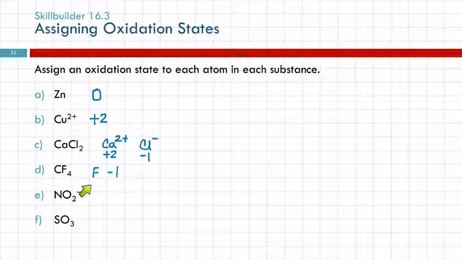There are 4 of these fluorine atoms. They each have an oxidation state of -1. There's 4 of them, so that's a total of -4. And that added to the carbon must be 0. And so the carbon has an oxidation state of +4.